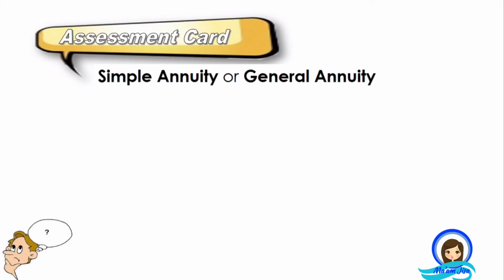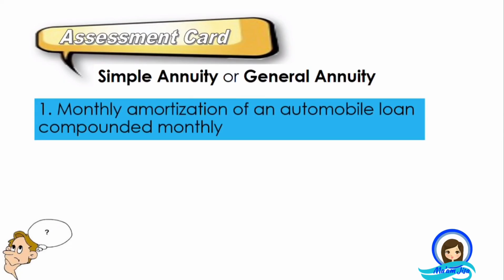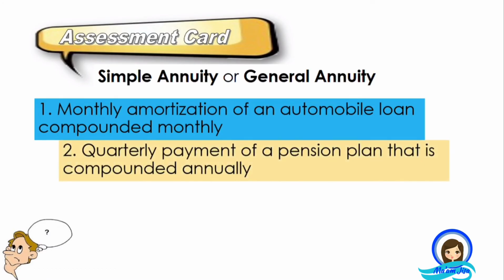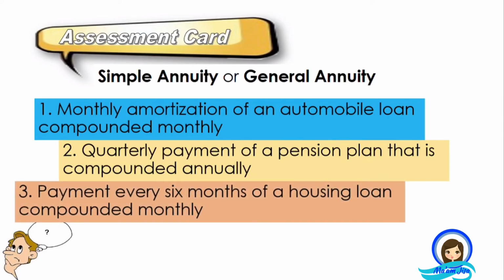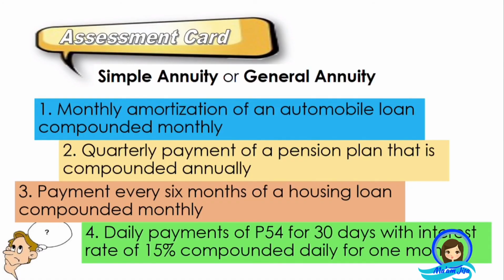Let us start. Number 1. Monthly amortization of an automobile loan compounded monthly. Number 2. Quarterly payment of a pension plan that is compounded annually. Number 3. Payment every 6 months of a housing loan compounded monthly. And number 4. Daily payments of 54 pesos for 30 days with interest rate of 15% compounded daily for 1 month.